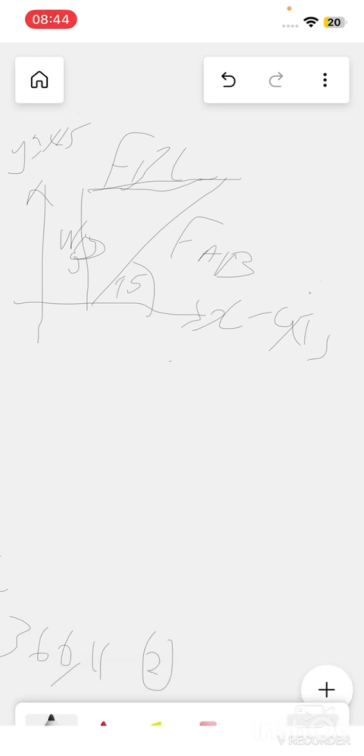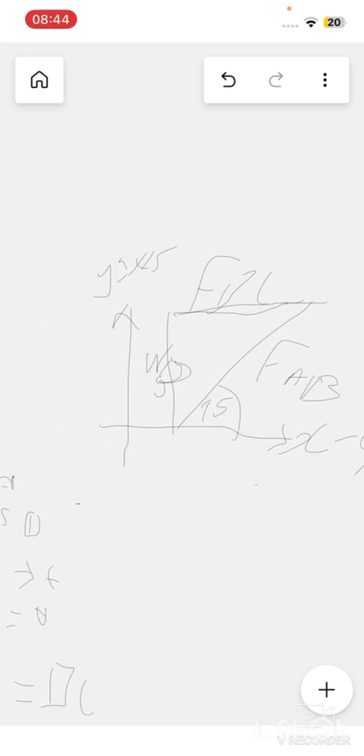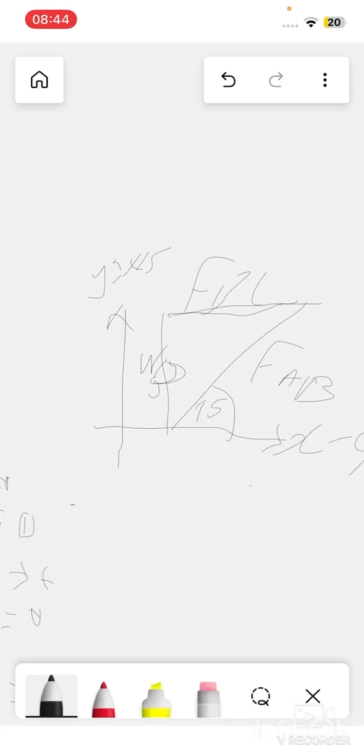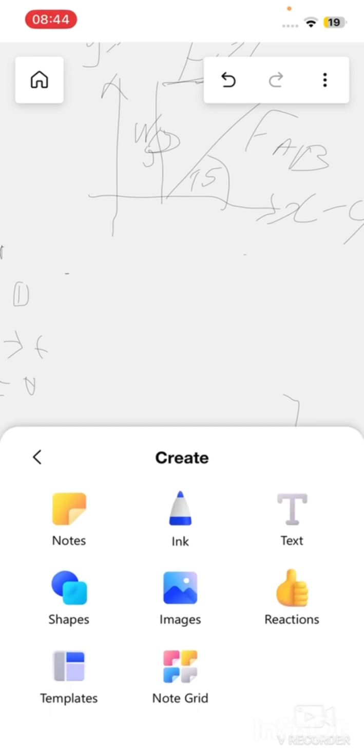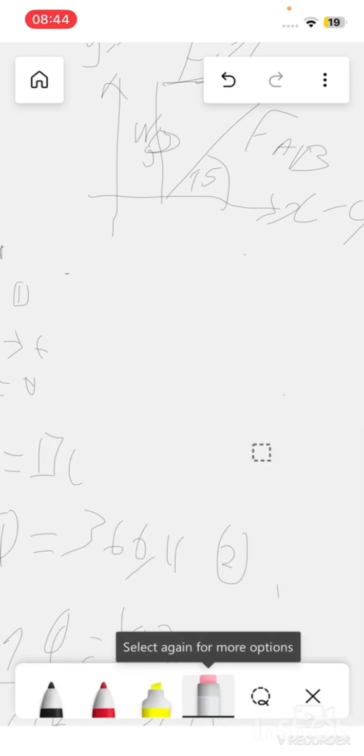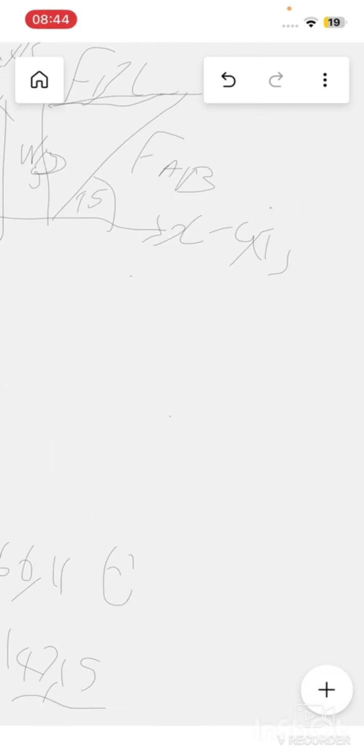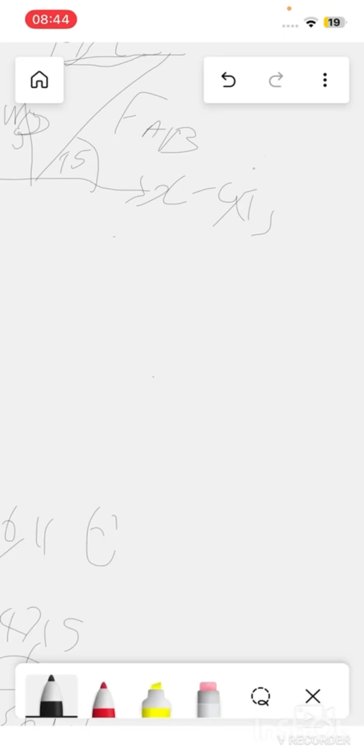This is the force polygon for B. Let's go draw the force polygon for C.